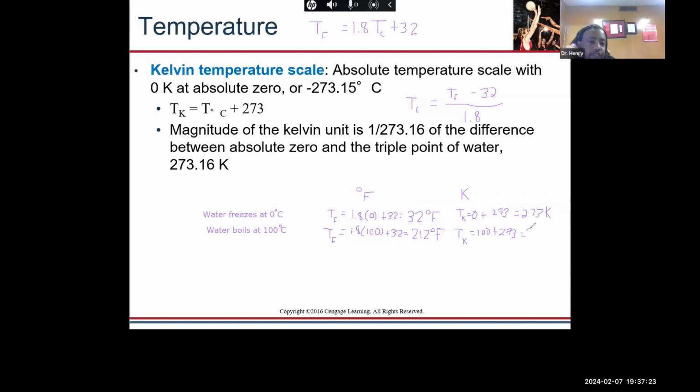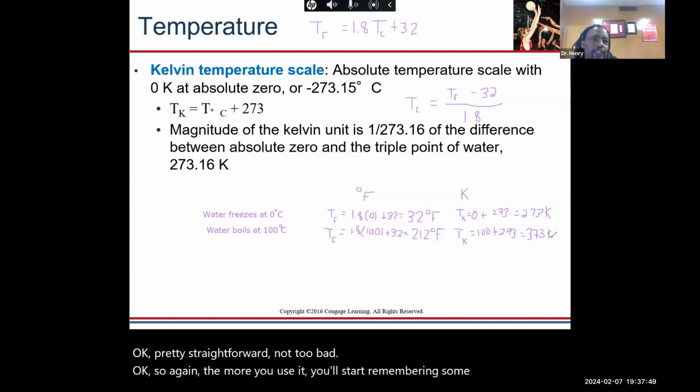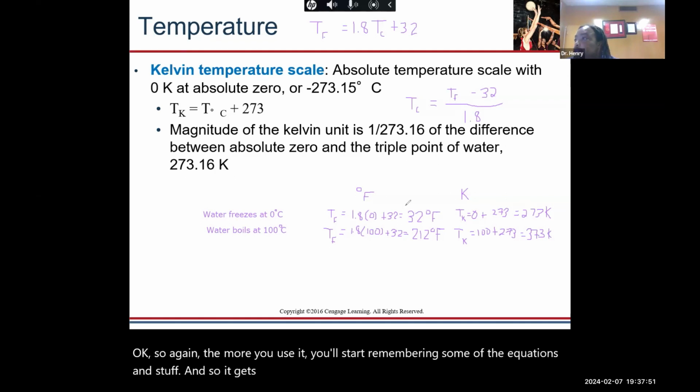So what is 100 plus 273? That's right, 373. Okay, pretty straightforward. Not too bad. So again, the more you use it, you'll start remembering some of the equations and stuff, and so it gets easier the more you do it.